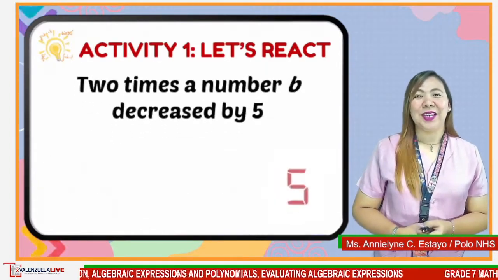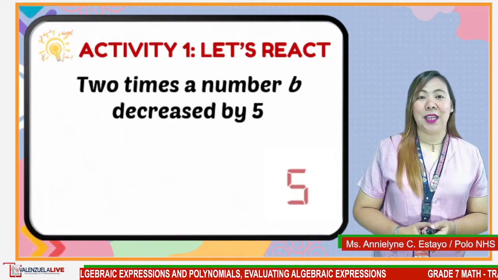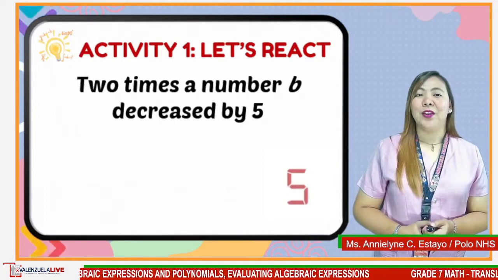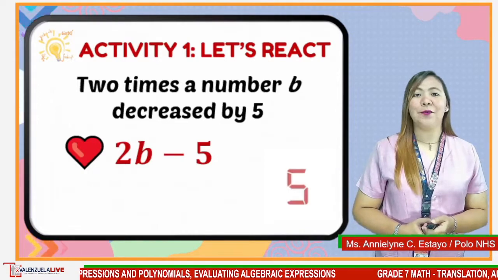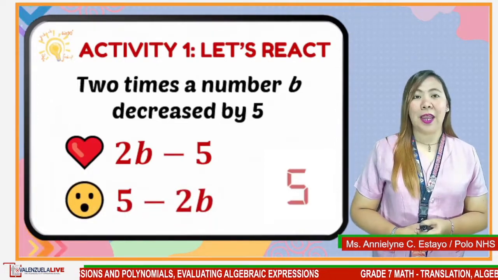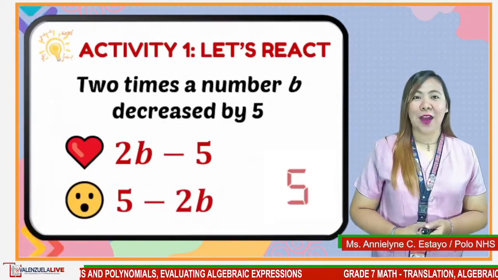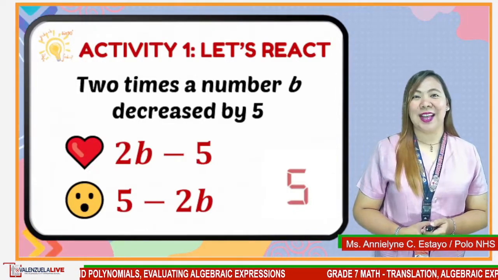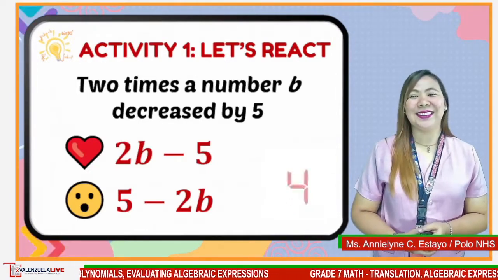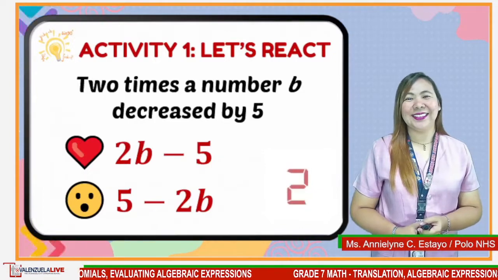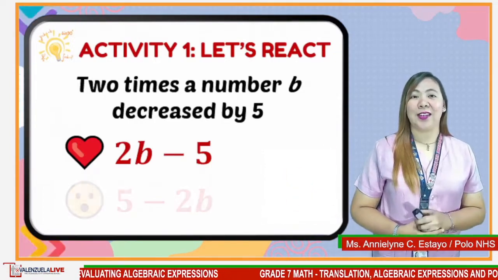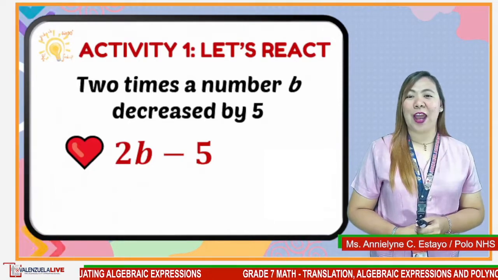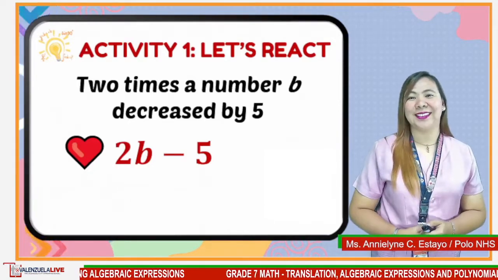Number 1: 2 times a number b increased by 5. For heart, we have 2b minus 5, and for wow, we have 5 minus 2b. Your 5 seconds starts now. If your answer is heart, 2b minus 5, then you are correct.